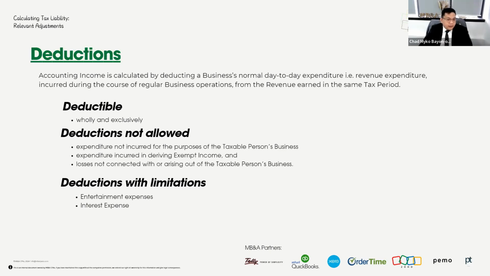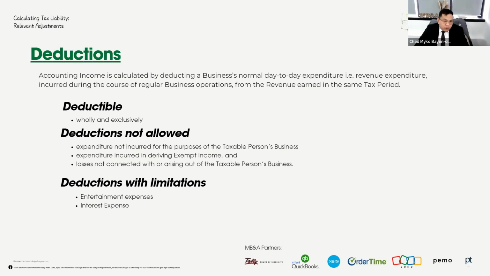Now, the second one is the expenditures incurred in deriving exempt income. Again, as what we have shown earlier as an example, for exempt income, if ever you incurred some expenses related to buying shares of stocks, brokers' fees, listing fees, or whatsoever that is related to buying your shares for your exempt income, then that should not be considered as part of your deductible expenses. So that should be added back.